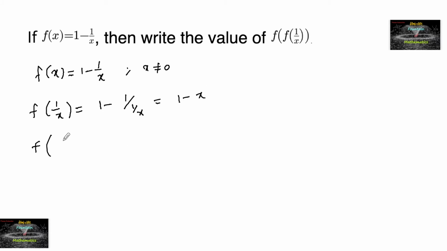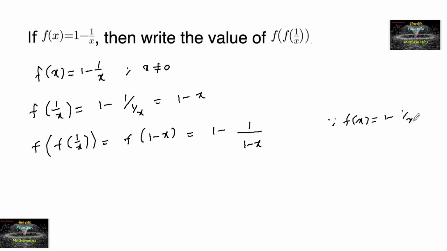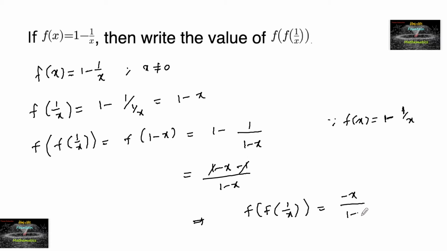So again f of 1 upon x is equal to f of 1 minus x, which equals 1 minus 1 upon 1 minus x, since f of x is equal to 1 minus 1 upon x for x not equal to 0. Which equals, taking LCM, 1 minus x minus 1 upon 1 minus x, therefore f of 1 upon x is equal to minus x upon 1 minus x, or we can write x upon x minus 1. That is the answer. Okay, thank you.